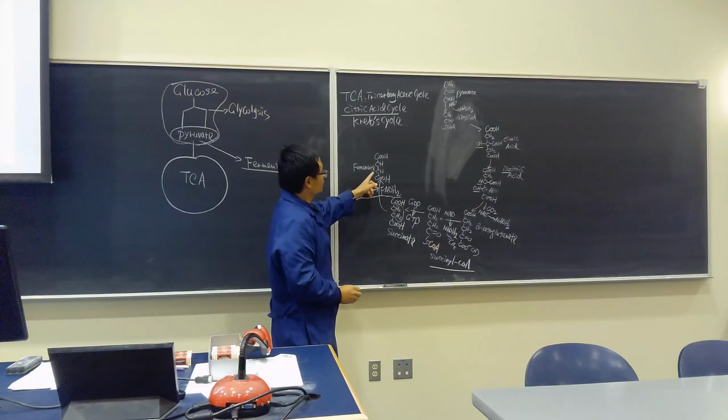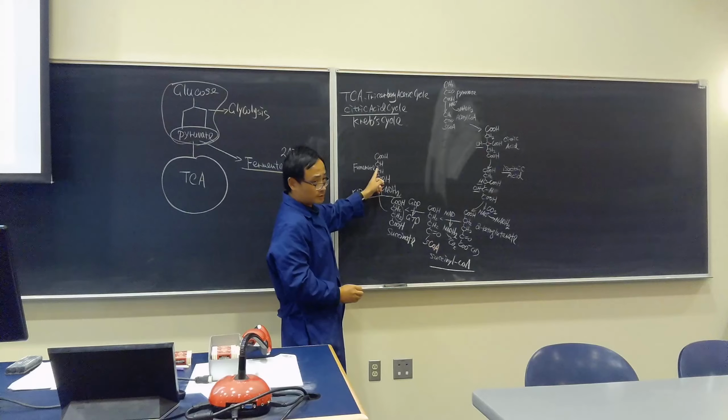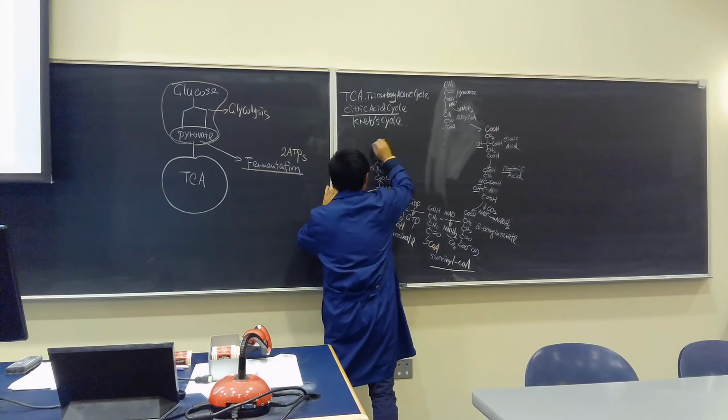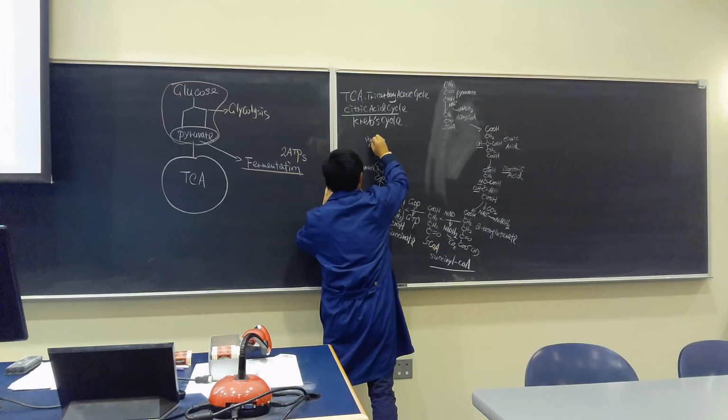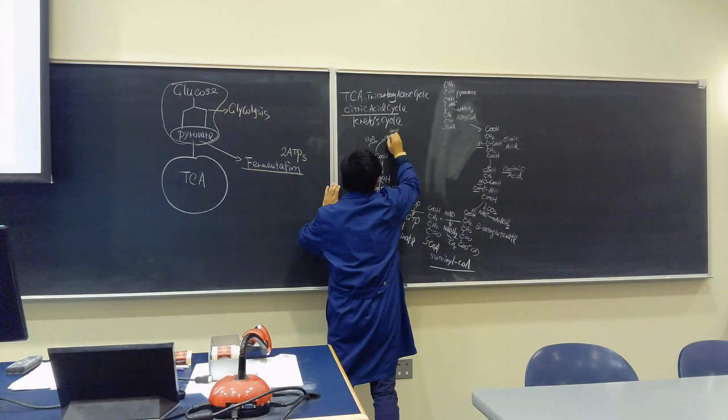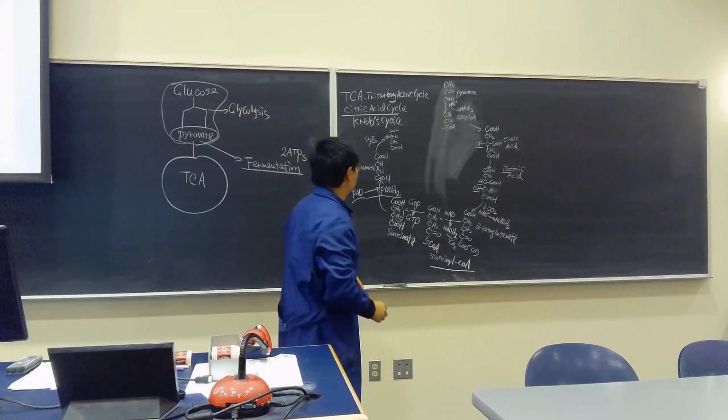Okay, fumarate is generated. A double bond in the middle is not stable. We need to make it stable. So what do we do? Water is going to put them back. So you add water, put them back, then it becomes COOH, CHOH, CH2, COOH. What is this guy? Malate.